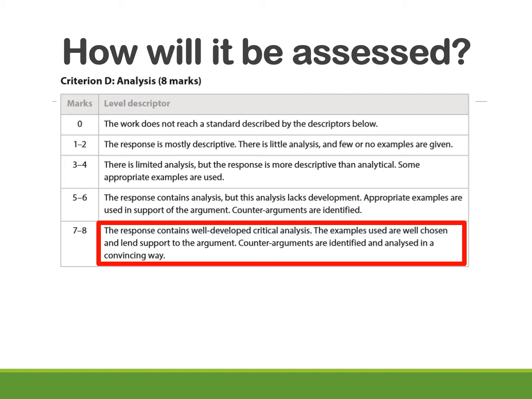That analysis, that ability to deconstruct the idea and to judge it well and say, actually, this is why it's a good idea, or this is why it's not a good idea, this is why it's a strong idea, or this is why it's not, this is why it's sensible, this is why it's helpful or not. That's really key. The examples used are well chosen and lend support to the argument.